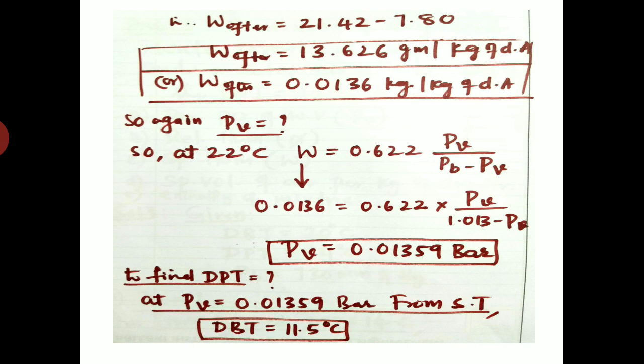Again we need to find the dew point temperature. At this PV, you have to refer to the pressure basis table. Where exactly is 0.01359 bar? Corresponding to that, you have to find the temperature. It is not DBT, sorry, make a correction: it is not DBT, it is DPT, that is the dew point temperature, which is 11.5 degrees Celsius. Hope the problem is clear.